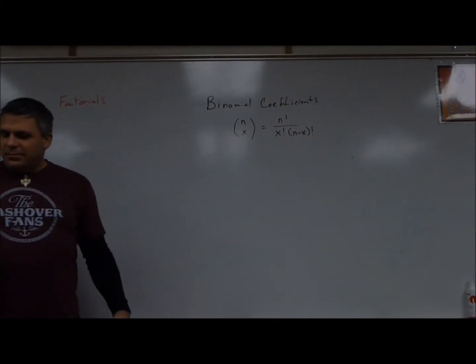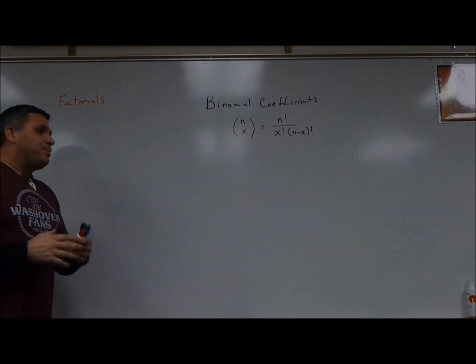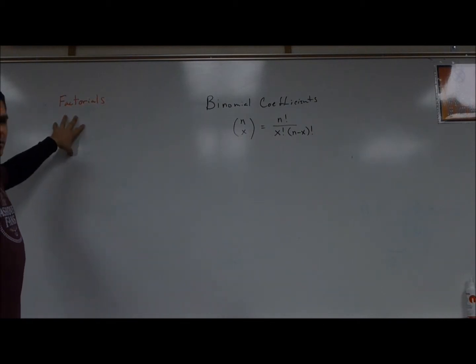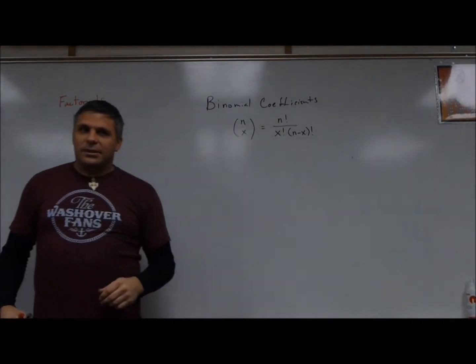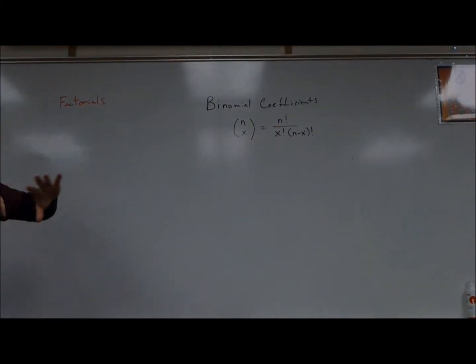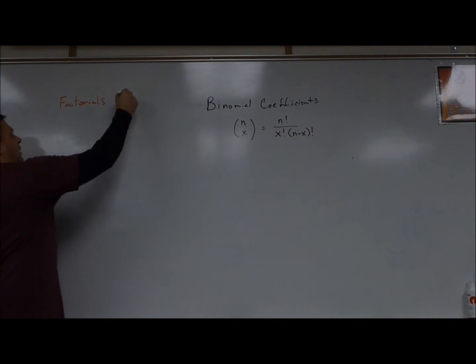This is problem number 5 on the chapter 5 statistics test. We're going to talk about factorials and binomial coefficients. First, we need to know about factorials. What is a factorial? A factorial is represented by an exclamation point.